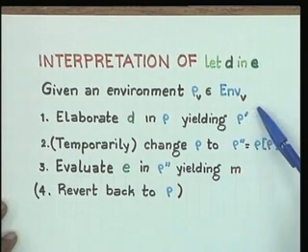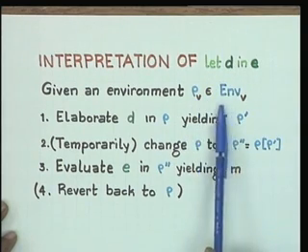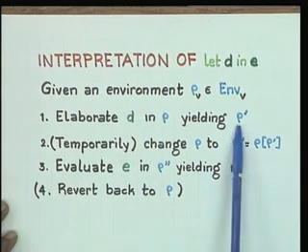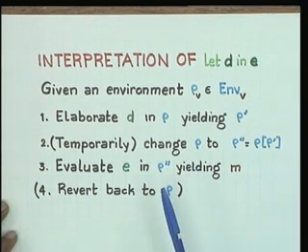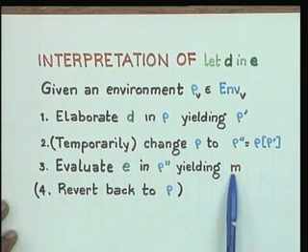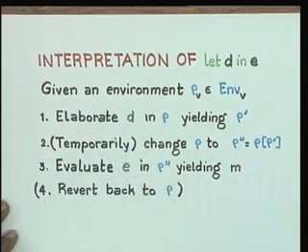So an interpretation of the let construct according to our rules can be loosely specified in the following way. Given an environment rho, you first elaborate the declaration D in rho, and the elaboration of a declaration yields an environment rho prime. So you temporarily change rho to rho updated with rho prime and evaluate E in this new environment till it yields an M, and then you revert back to the original environment. Several applications of the expression transition system should essentially boil down to these steps.